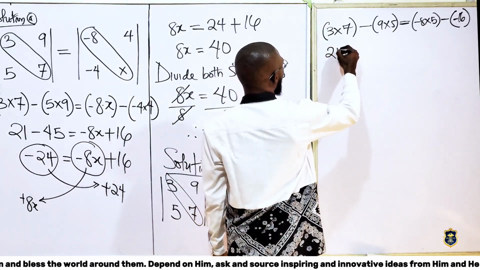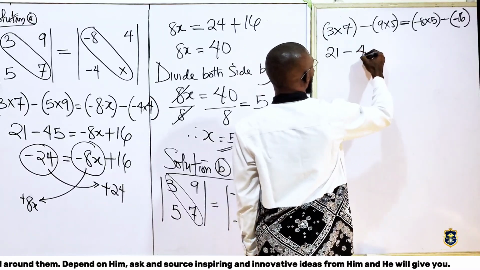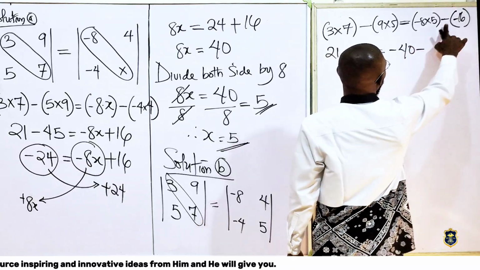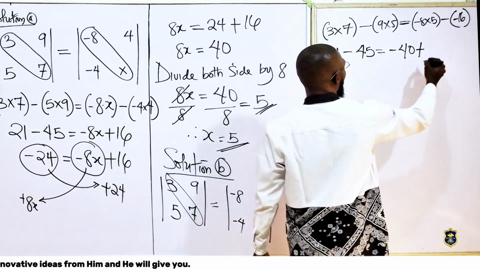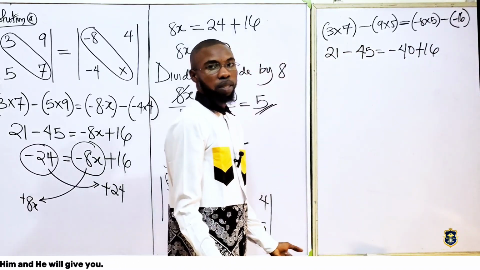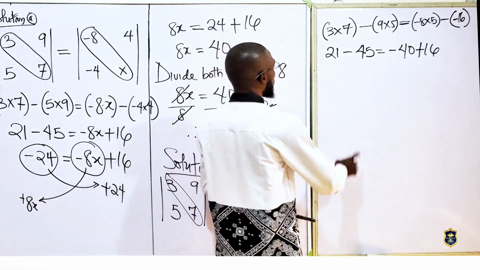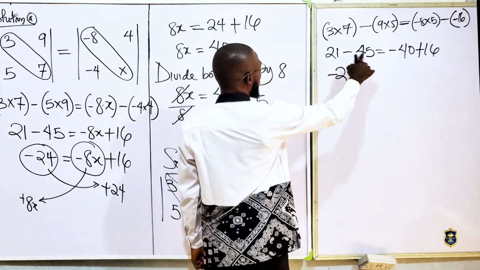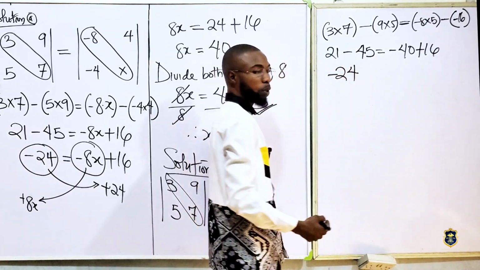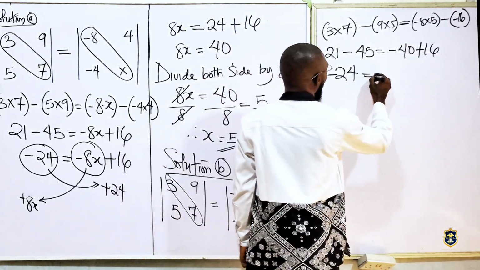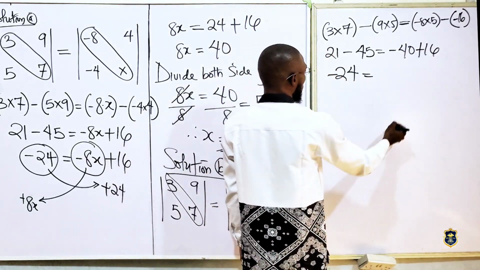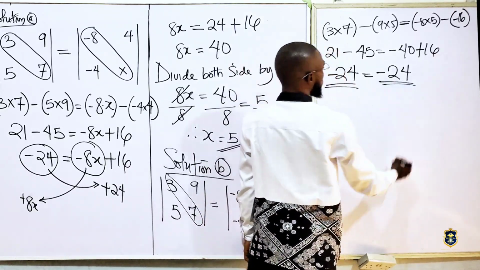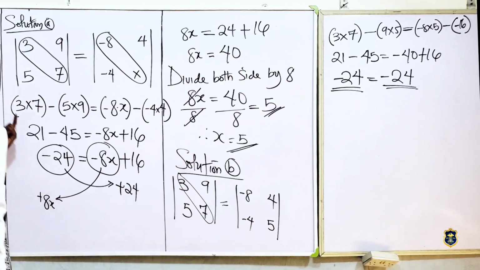3 times 7 being 21, 9 times 5 being what? 45, is equal to 8 times 5 being what? Minus 40. Minus times minus there is plus. Then we have what? We have 16. See how easy it is now. And so from here, what do we do? It becomes 21 minus 45, which is minus 24. Because 21 minus 45 will give us minus 24. Right? Also, minus 40 plus 16. With your calculator, you will discover it's also minus 24. So this part of the question is equal to this part of the question, which shows the proof of this question given.